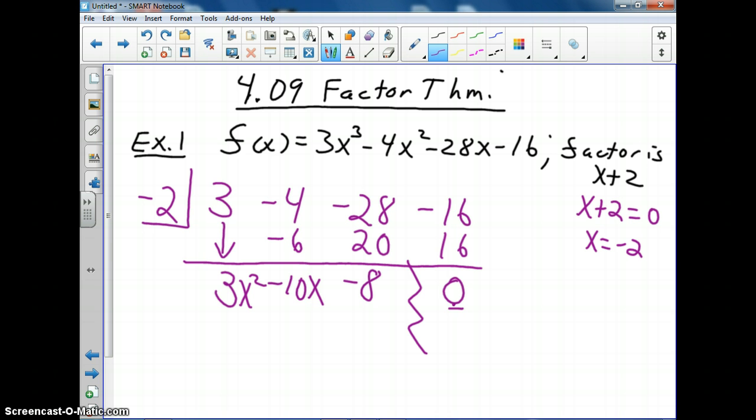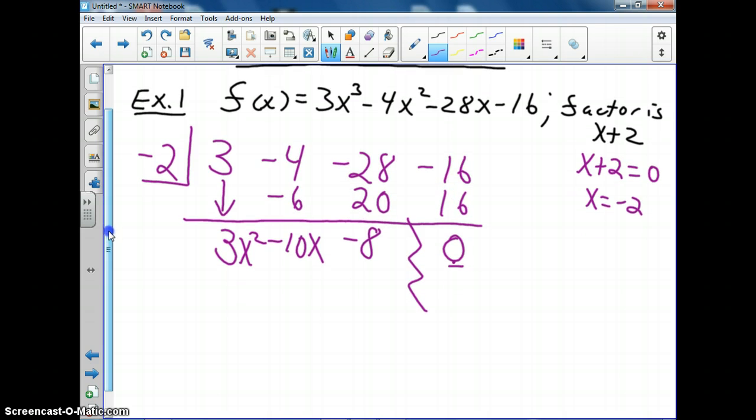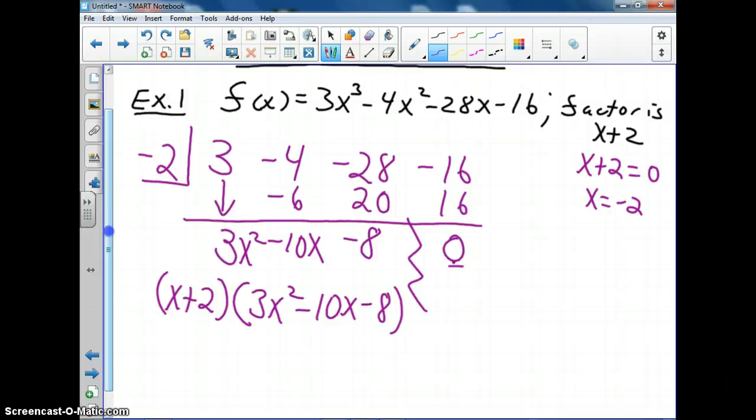That's what's left. So look what you just found out. When I divide this by x plus 2, here's what I get: x plus 2 times 3x squared minus 10x minus 8. That's where I am right now. All right, now, we're not done yet. We still got to factor more. So now our job is to factor this, right?